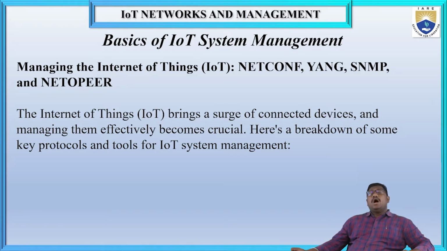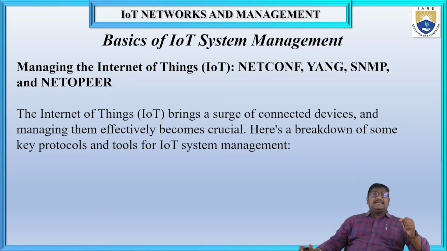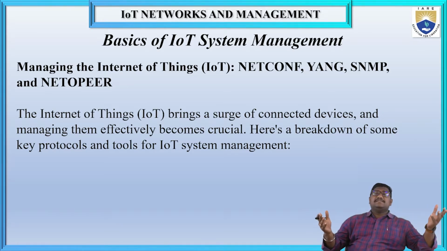What are we going to do, and how are things going to be managed in the Internet of Things? The things are going to be managed by using network configuration protocols, as well as SNMP, as well as NETOPEER. Why are these things used in the Internet of Things? As you all know, there are n number of connected devices in a particular IoT system, which we officially call IoT devices. Managing each and every device is going to become crucial. If there are 4 devices, it is okay. If there are 100 devices, then what are you going to do? In such a case, it is crucial, right?